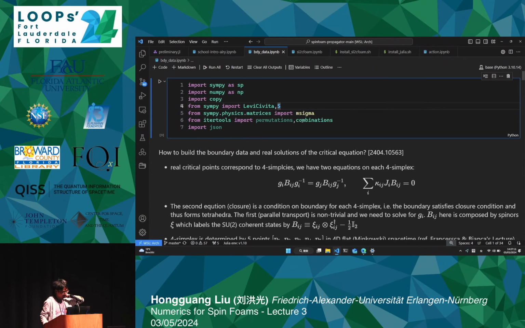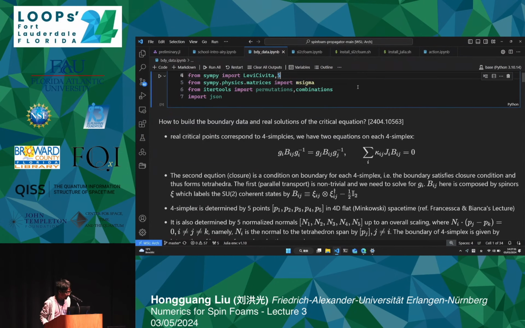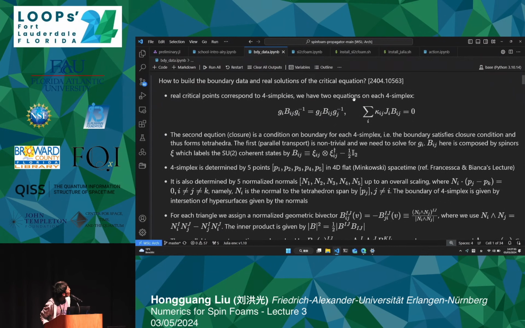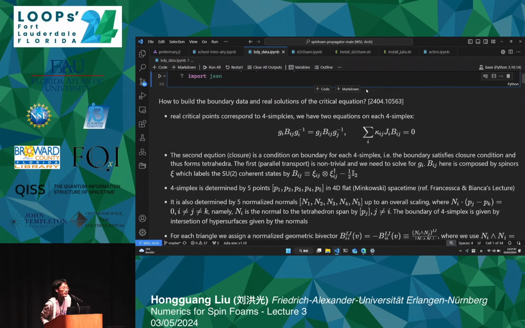Okay. So the first thing is boundary data. This is more or less to construct the coherent state we needed for the SL(2,C) foam to have a quantum evaluation, but also have the semi-classical action. So it's a Python code. Before we go into the details of the code, let's try to see how we construct the boundary data. Last time, we already saw that the real critical points correspond to four-simplices.